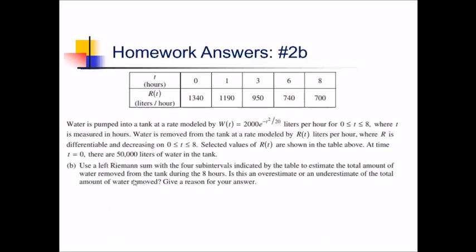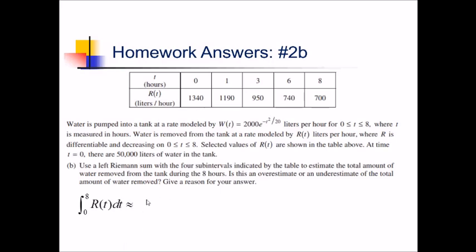For part B, they want us to use a left Riemann sum with 4 subintervals using the table here to estimate the total amount of water removed for the first 8 hours. And then they want to know, is it an over or underestimate and why? All right, well, let's start with the Riemann sum. So I'm essentially taking the integral of the r function from 0 to 8, and I can now say that is approximately equal to the following. And I have to write approximately equals because, again, this is an approximation. I'm not getting the exact value.